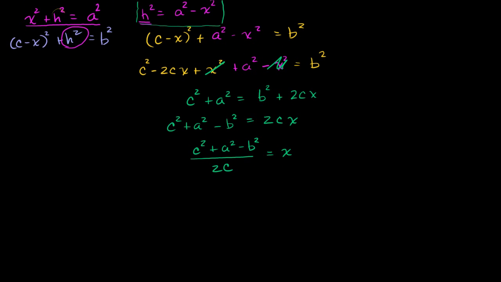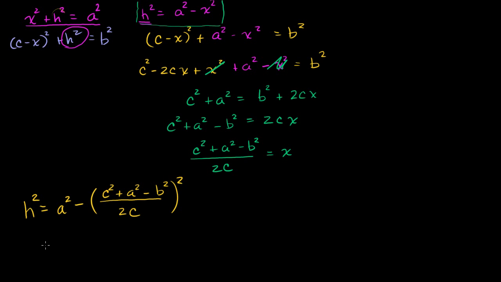We know that our height squared is equal to a squared minus x squared. Well, instead of just writing x squared, let's substitute here. So it's minus x squared. X is this thing right here: c squared plus a squared minus b squared, over 2c squared. This is the same thing as x squared. We just solved for that.